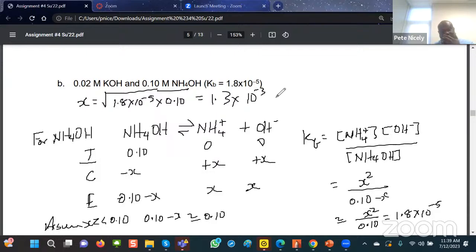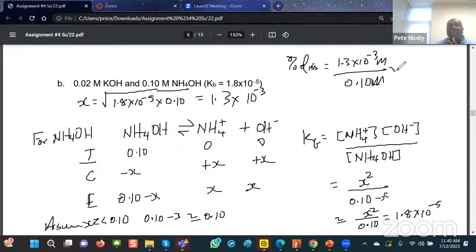All right. And then I find the percent dissociation. Let me do that here. Percent dissociation will be equal to 1.3 times 10 to the minus 3 M divided by the initial concentration of the ammonium hydroxide, which is 0.10 M, times 100%. So let's see what that gives. 1.3 times 10 to the minus 3 divided by 0.10 times 100. And according to my calculations, this works out to be equal to 1.3%.